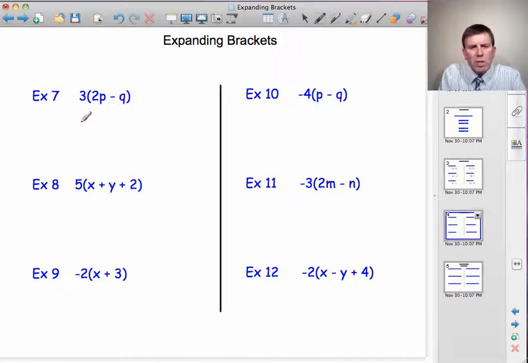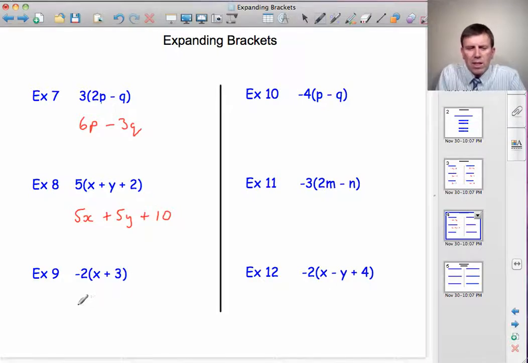3 times 2p is 6p. 3 times minus q is minus 3q. Now we've got 3 terms in the bracket. Doesn't make any difference, we just multiply them all by 5. 5 times x is 5x. 5 times plus y is plus 5y. And 5 times plus 2 is plus 10.